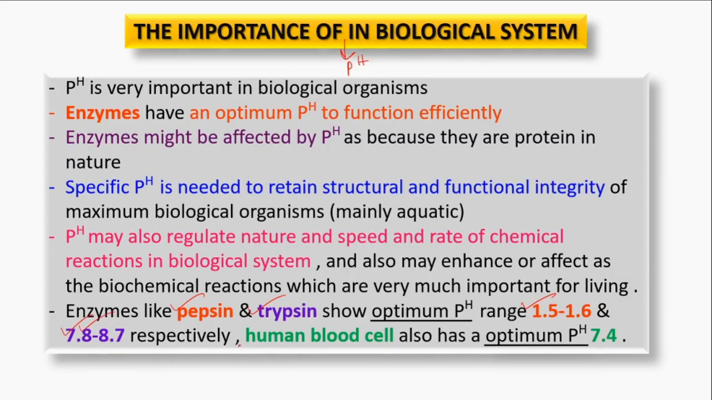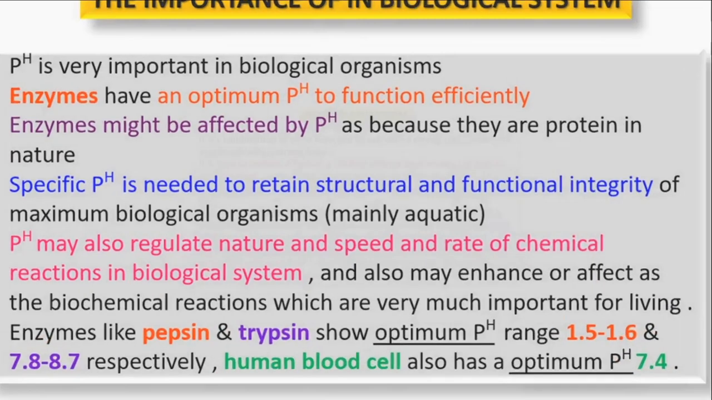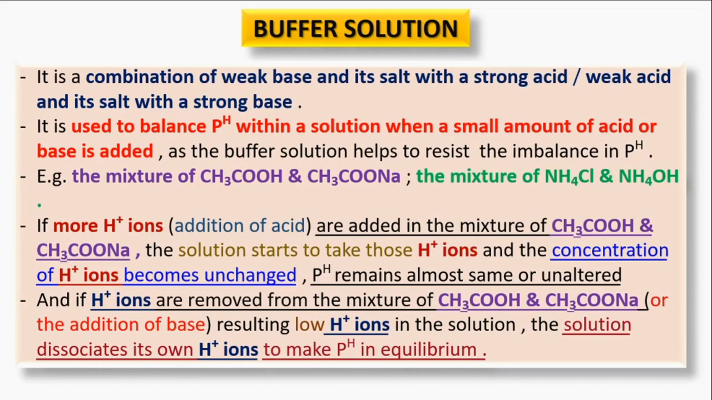And human blood also shows an optimum pH, which is 7.4. If pH fluctuates, these enzymes will not work properly, and human blood cells can also disrupt their function. So next is the buffer solution.